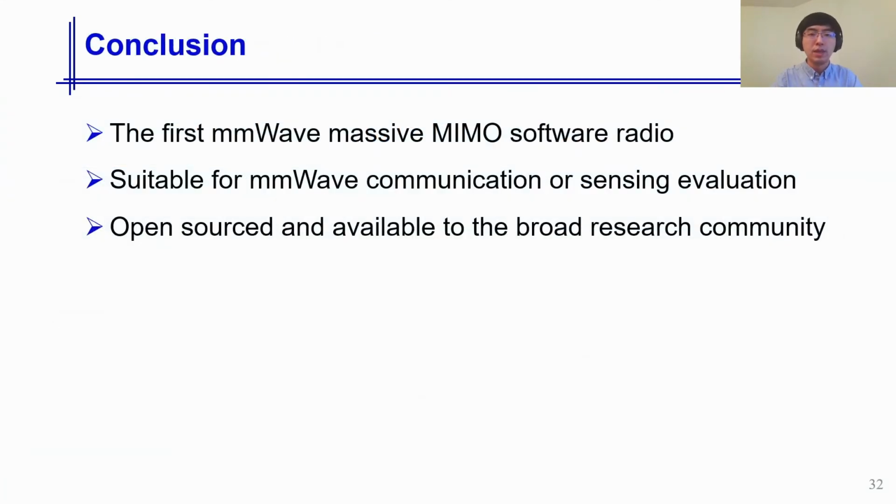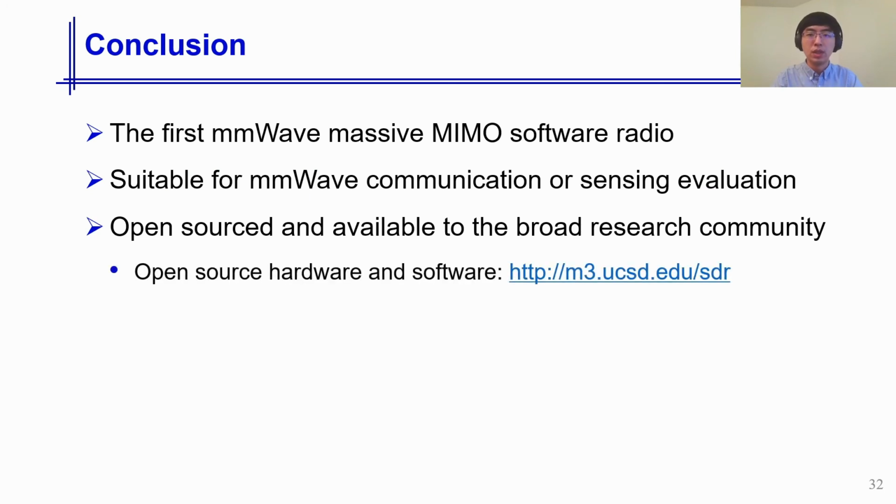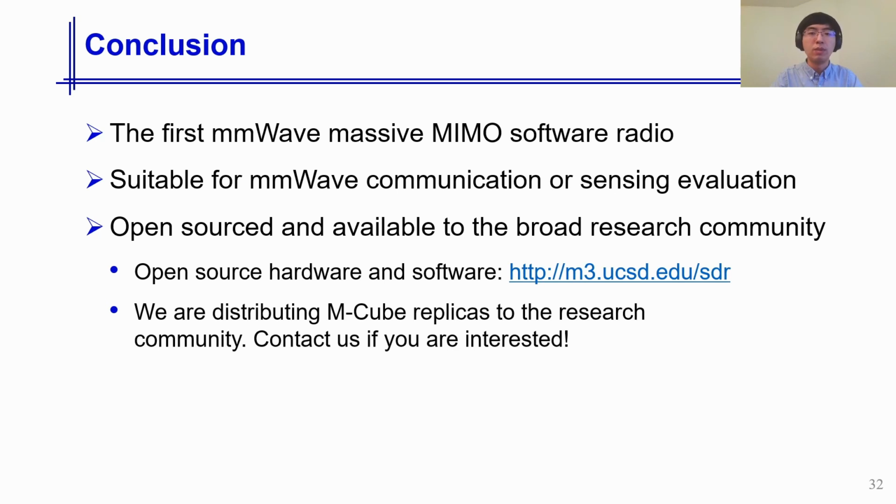To summarize, MCube represents the first mmWave massive MIMO software radio. It has been open sourced and can be easily reproduced. We are also distributing MCube replicates to other research groups.